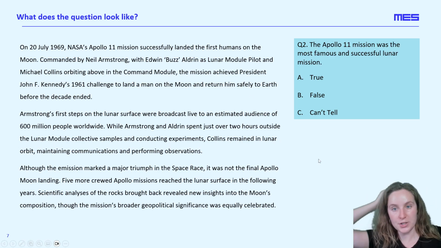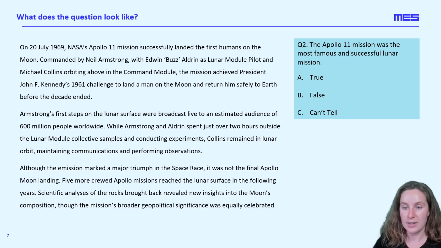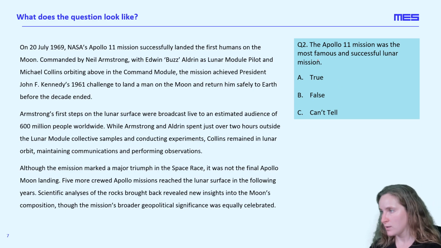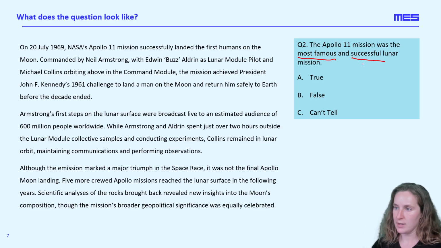Let's take a look at another question and see if we can do this. Same exact practice, but with a different question. Question 2, the Apollo 11 mission was the most famous and successful lunar mission. Okay, so we know that in the beginning and the end they were talking about the event, and then the effect of the event and the consequences in the third paragraph. So let's make sure we skim. We're looking for this idea of it being famous and successful as a lunar mission.